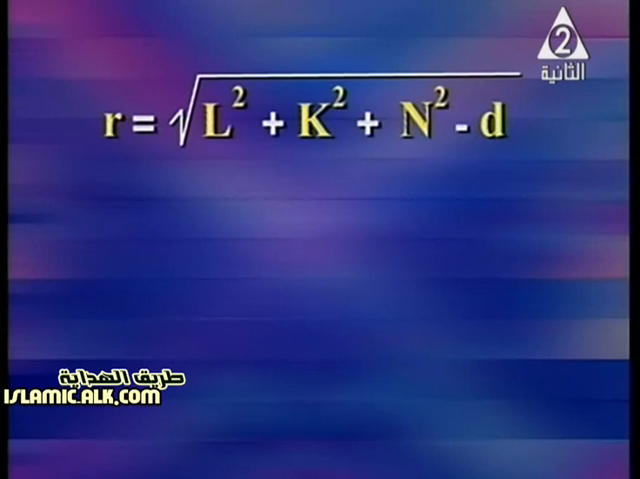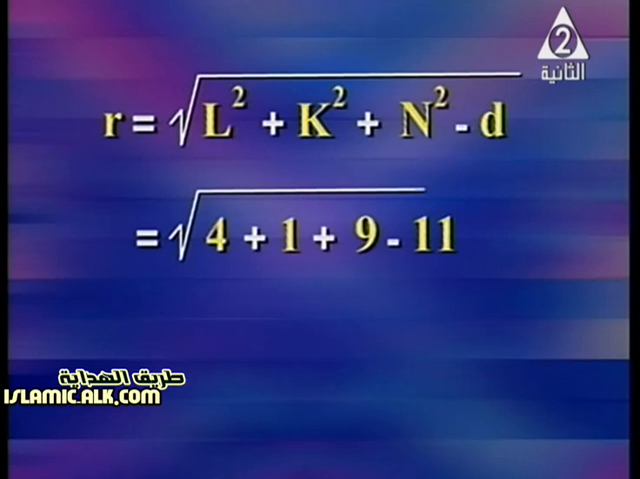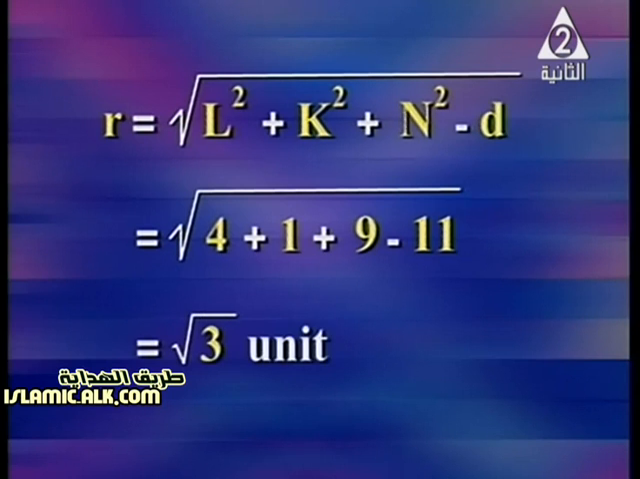After that, find the radius. What is the rule of the radius, dear student? Square root of L squared plus K squared plus N squared minus D. By substitution of L, K, N, and D, we find the radius is the square root of 4 plus 1 plus 9 minus 11, equal to square root 3 units.